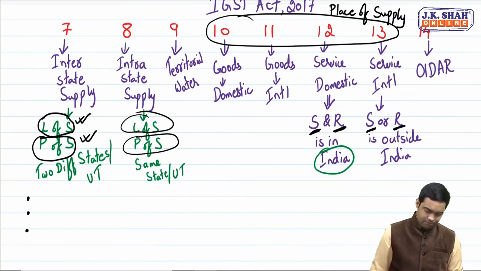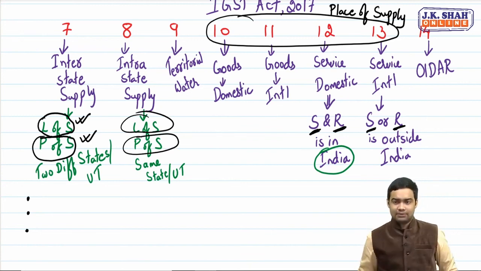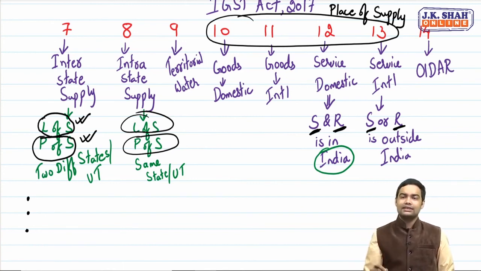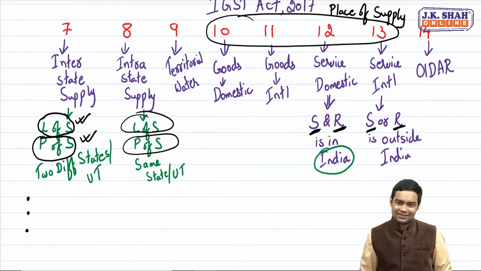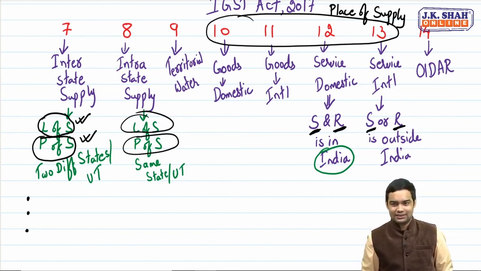Location of supplier and place of supply in the same state. But there are three exceptions. These three exceptions will always be regarded as interstate supply. Now, our task will be to identify these three transactions which will always be regarded as an interstate supply.